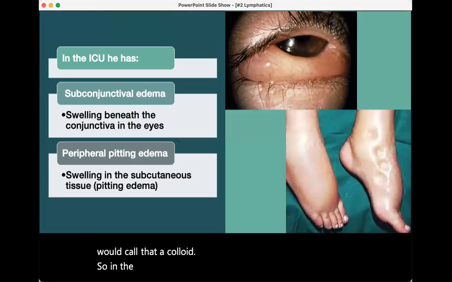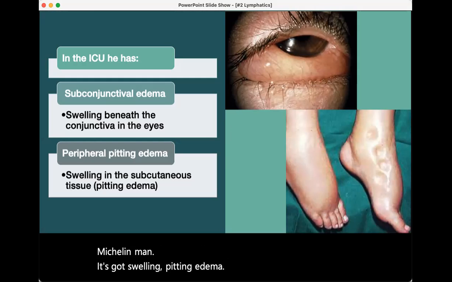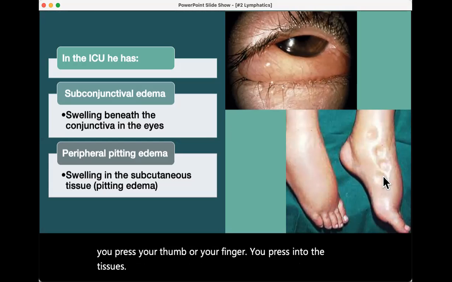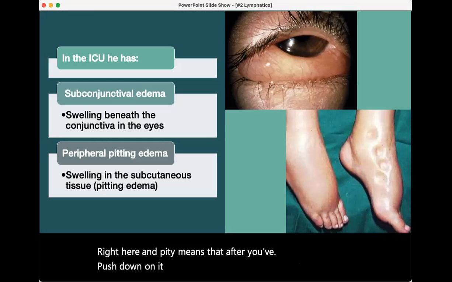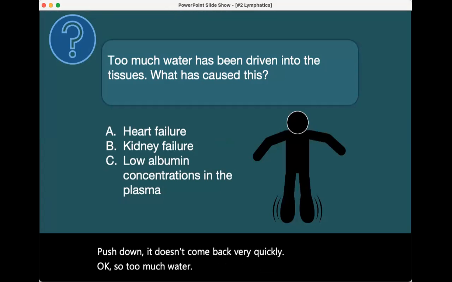So in the intensive care unit, he's got subconjunctival edema. This is that swelling beneath the conjunctiva of the eye. And then peripherally, all throughout, the patient looks like the Michelin Man. There's swelling, pitting edema. Pitting edema is the impression you see when you press your thumb or finger into the tissues, and pitting means that after you've pushed down, it doesn't come back very quickly. Okay, so too much water has been driven into the tissues.